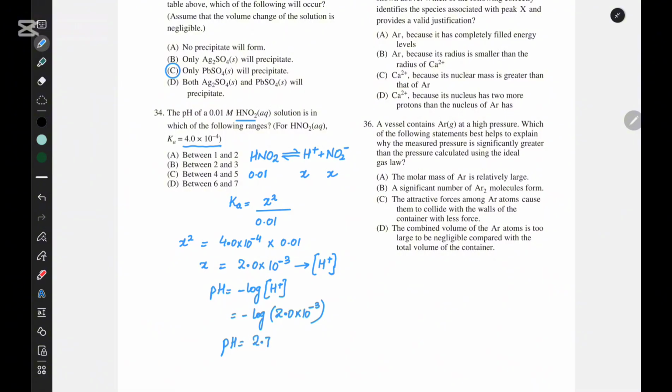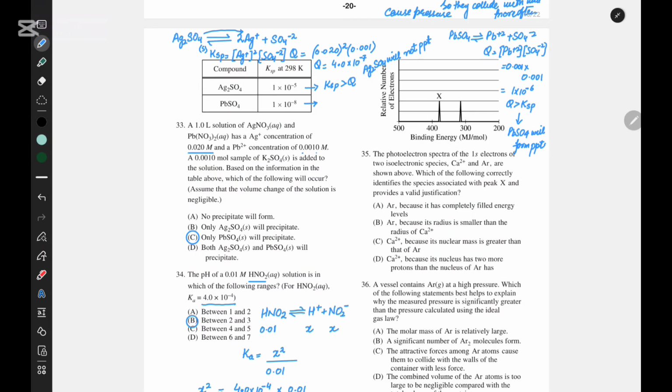So it falls between the range of 2 and 3. In the next question, they have plotted a graph of relative number of electrons versus binding energy. So they have two different places, this is X, you need to find out which element it could be, because one is calcium ion and the other one is Ar, and they are representing the binding energy of 1s. Both are having 1s2.